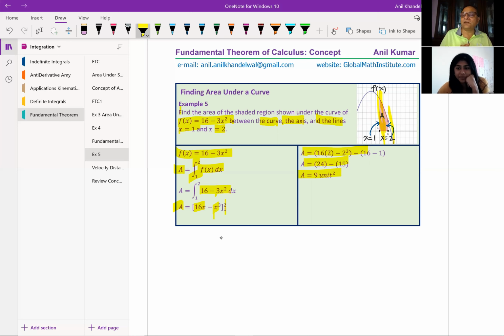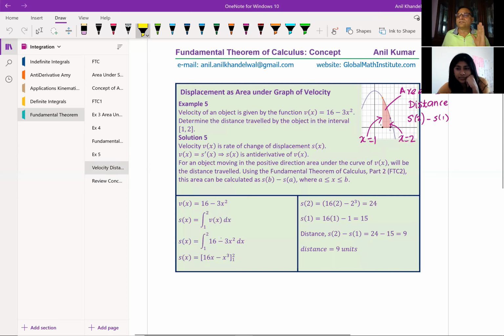Now we can actually deal with very complicated graphs with this simple concept. That's the whole thing, right? Let's take another example. We did kinematics, we did velocity. Same type of question. How are we going to do it now? The question is: the velocity of an object is given by the function v of x equals 16 minus 3x squared. Determine the distance traveled by the object in the interval 1 to 2, both included.